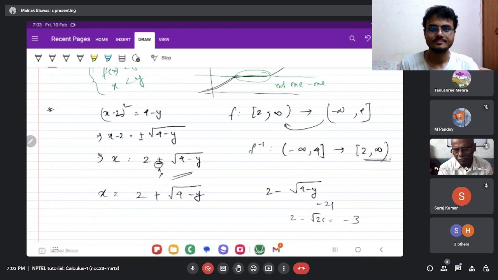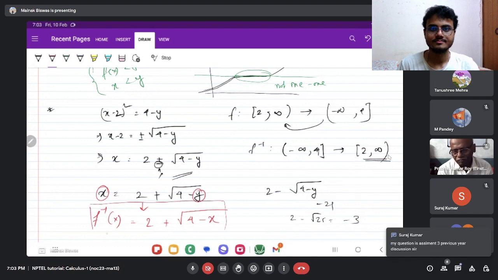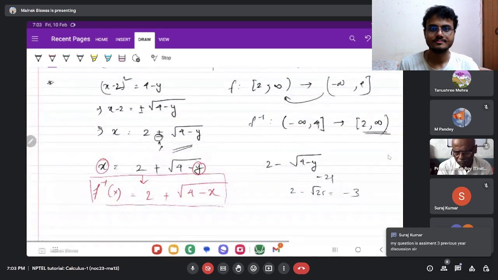So now what do you write? You replace x by f inverse of x and y by x. This is your final step. That's it. That's the algebra. So this is your f inverse function. So now it's your task to plot this function for me. We had seen this function.